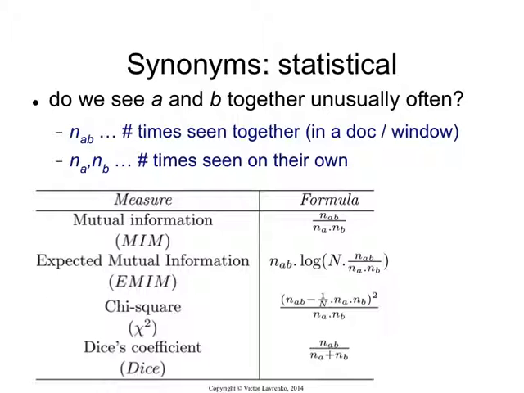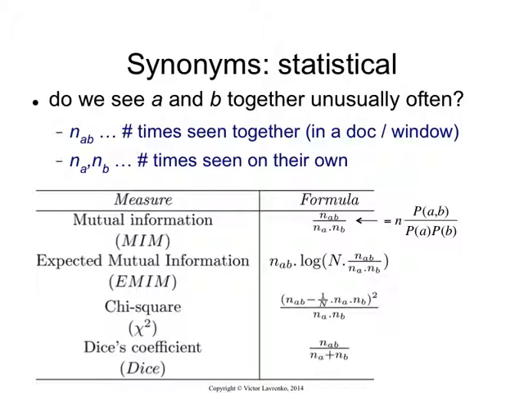Now, the first one turns out to have a nice interpretation. If I divide both the numerator and the denominator by N squared, then I have N of AB over N. And the way to interpret that is that's just the probability of seeing A and B in a randomly selected piece of text, in a randomly selected document or a window. And then at the bottom, I'll have N of A divided by N, which is just the probability of seeing A by itself in a randomly selected piece of text, and P of B.